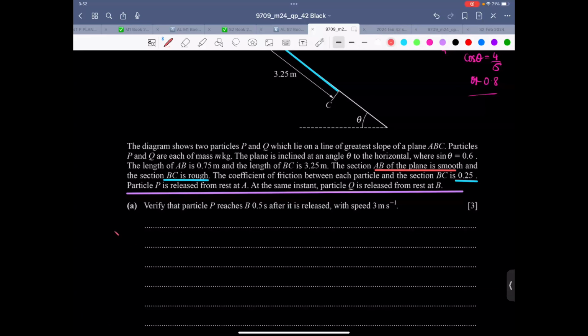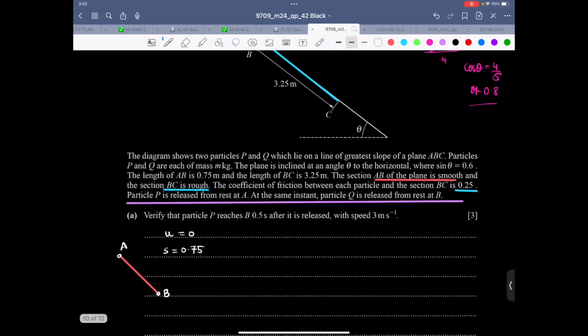So let me just draw this line like this and something like this. For this portion, this is A and this is B. So now we know that the initial velocity is 0 and the distance is how much? That is 0.75 meter. Now we need acceleration.